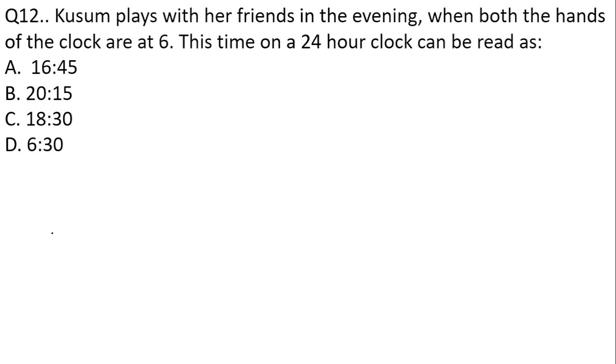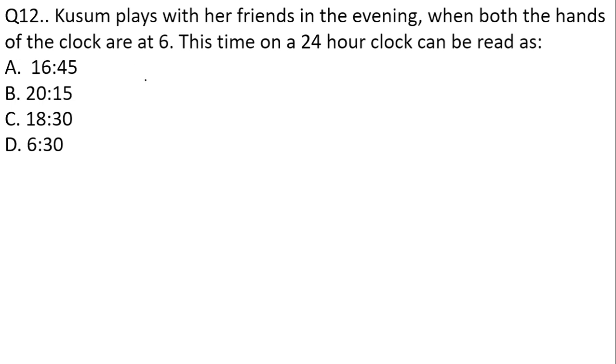Kusum plays with her friends in the evening when both the hands of the clock are at 6. This time on a 24-hour clock can be read as: option number A is 1645, option B is 2015, option C is 1830, and option number D is 630.